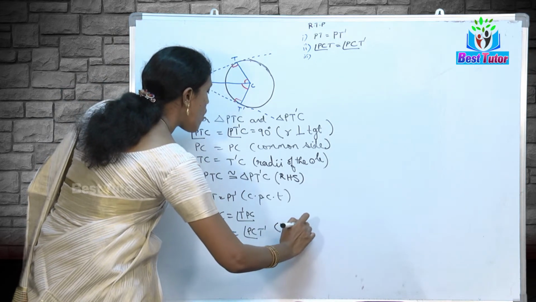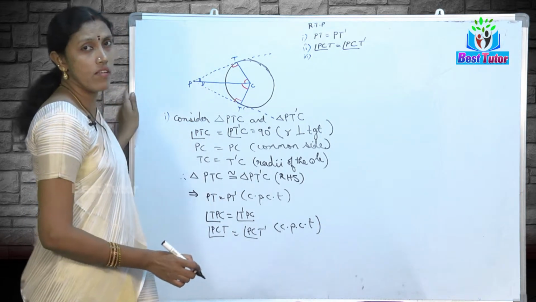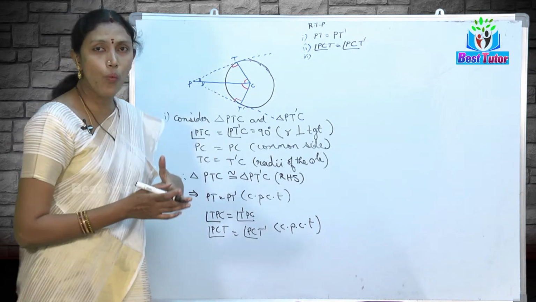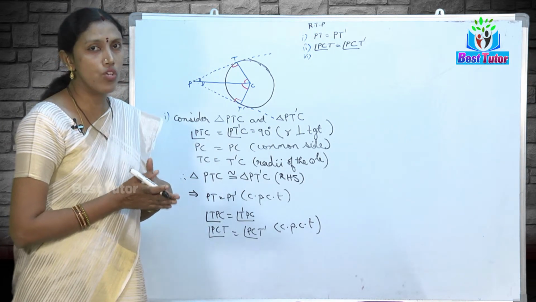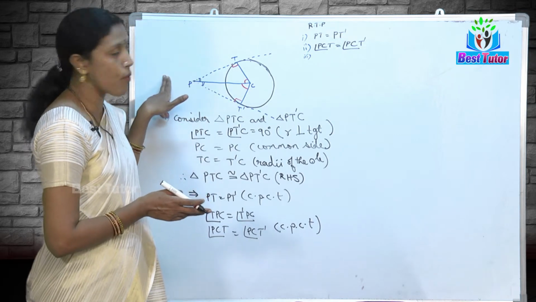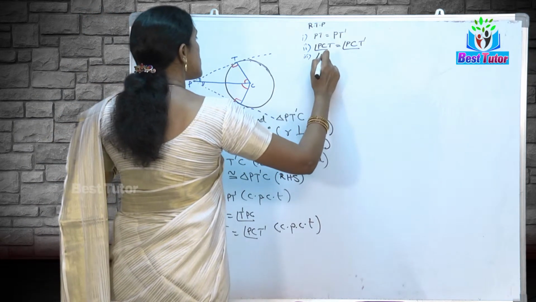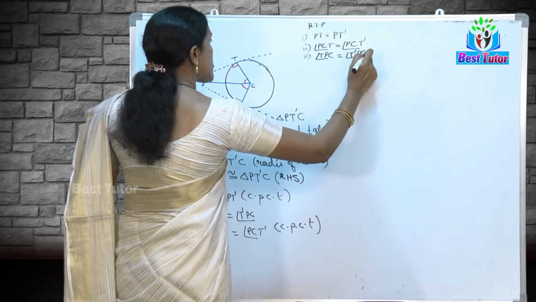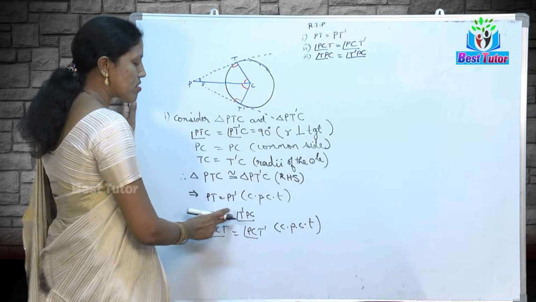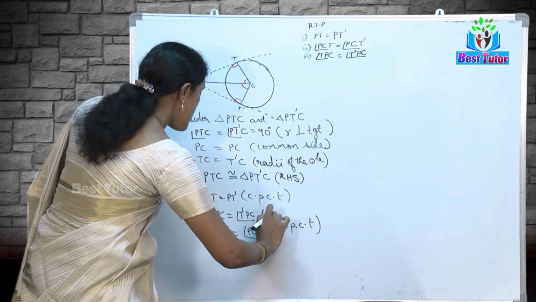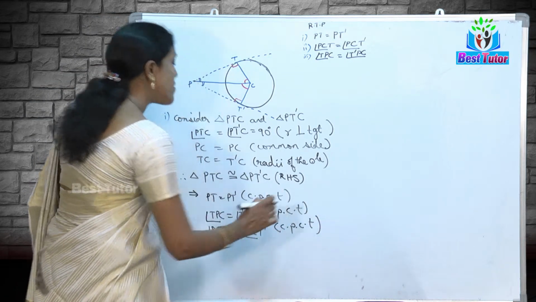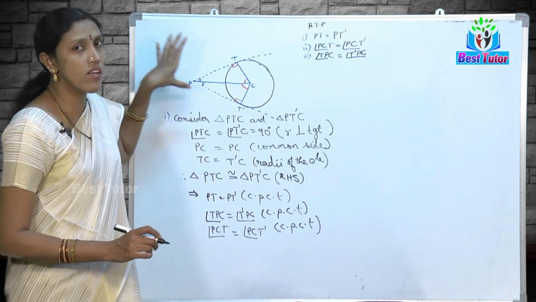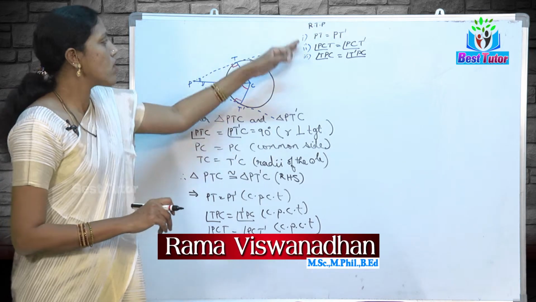Same reason for all the 3 statements. CPCT, right? And the third statement I told you is they are going to be equally inclined to the line segment joining the center of the circle to the external point. That means angle TPC should be equal to angle T'PC. Did we prove that? Yes, angle TPC is equal to angle T'PC, and the reason is same old CPCT. So at one go, with one simple proof, we have proved this entire theorem. This theorem had 3 parts in it, right? All the 3 are proved.